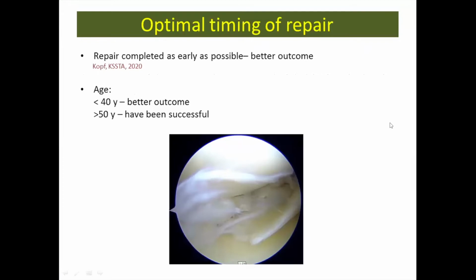So timing, I mentioned it briefly earlier also. So as early as possible is the mantra of repair of the meniscal injuries, and the age of the patient is also one of the factors. The younger at heart patients might somehow present with these type of injuries, in which case, of course, you couldn't be able to preserve the meniscus. So less than 40 years of age, the patients have better outcome, which we always need to consider.